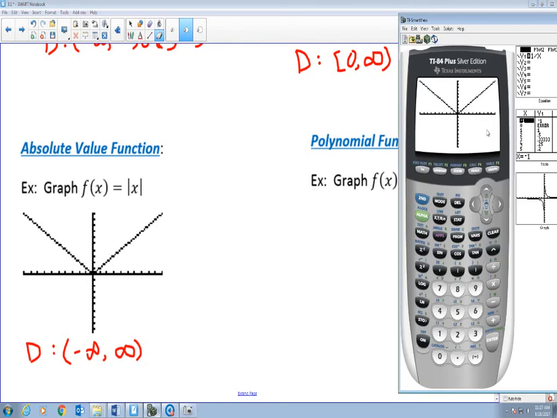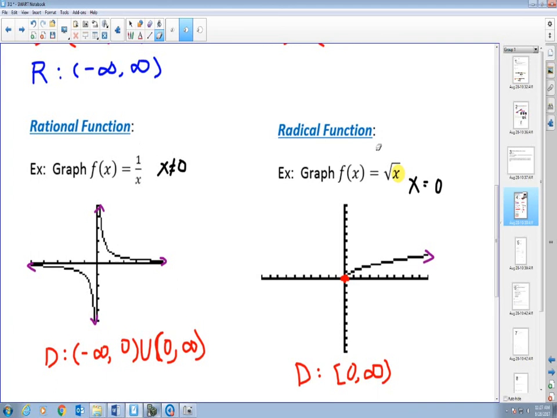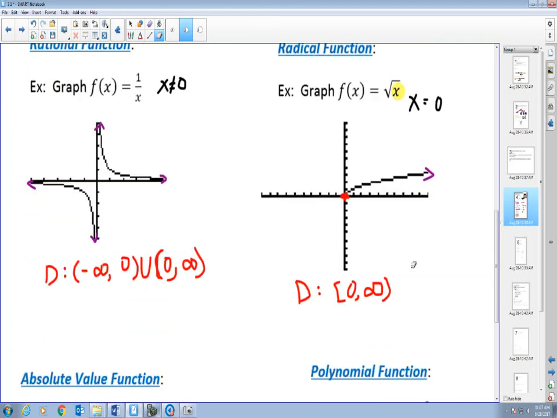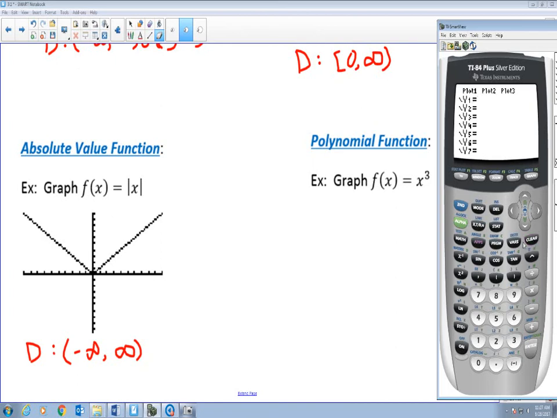So let me show you what it looks like real quick. I think I said it wrong earlier. Square root and cube root functions are for radicals. This is called a cubic function. I'm going to clear that out. Press x raised to the third power. We will talk more about polynomial functions later on, but right now for this particular example, I want to show you a cubic function, x to the third power, looks something like this.